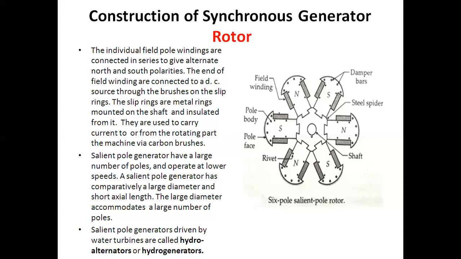Salient pole generators have a large number of poles and operate at lower speeds. A salient pole generator has a comparatively large diameter and short axial length. The large diameter accommodates a large number of poles. Salient pole generators driven by water turbines are called hydro alternators or hydro generators.